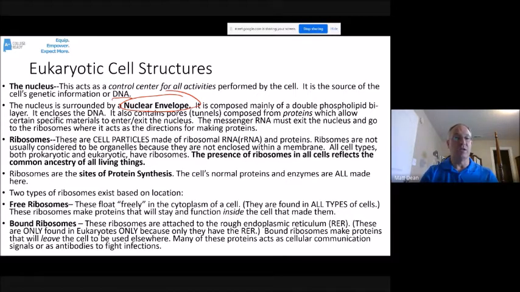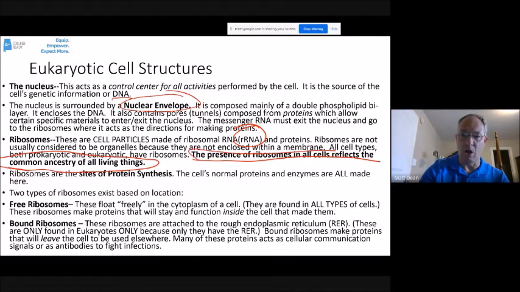The ribosomes are cell particles. They're not enclosed by a membrane. They're made mostly of a type of RNA called rRNA with some proteins. They're not usually considered organelles because they're not enclosed by a membrane. All cell types have them. Their job is to make proteins. They're the sites of protein synthesis. And their presence in all cells is an example of common ancestry of all living things. All living things on Earth, at least, have ribosomes. And this is evidence that all life on Earth came from an original living thing.